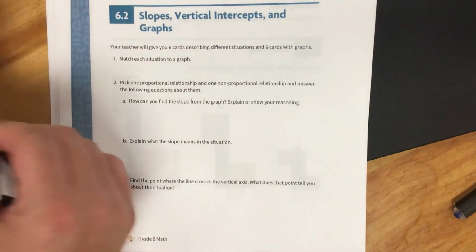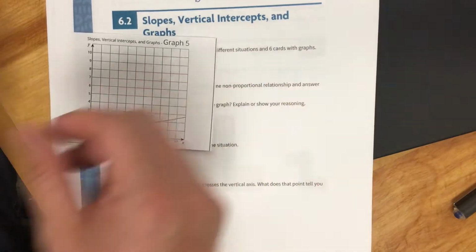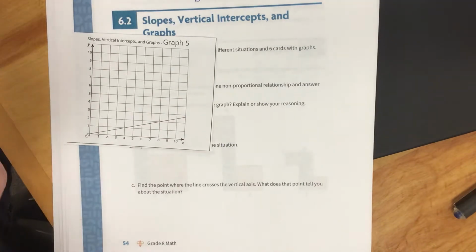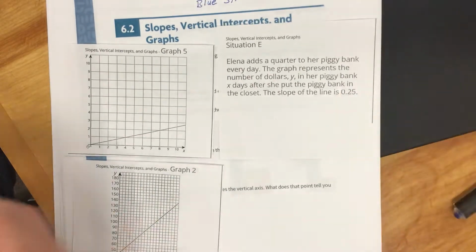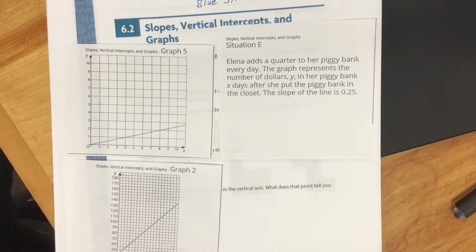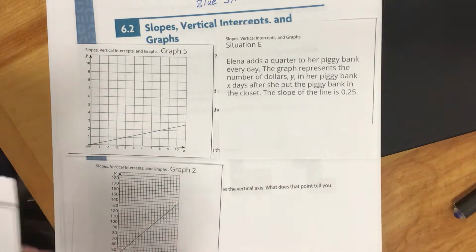So I'll give you here a couple graphs first. I'll give you one that's proportional and one that is not. So I'll give you graph 2 and 5. I'll find the matching situations here. Situation E and situation A.